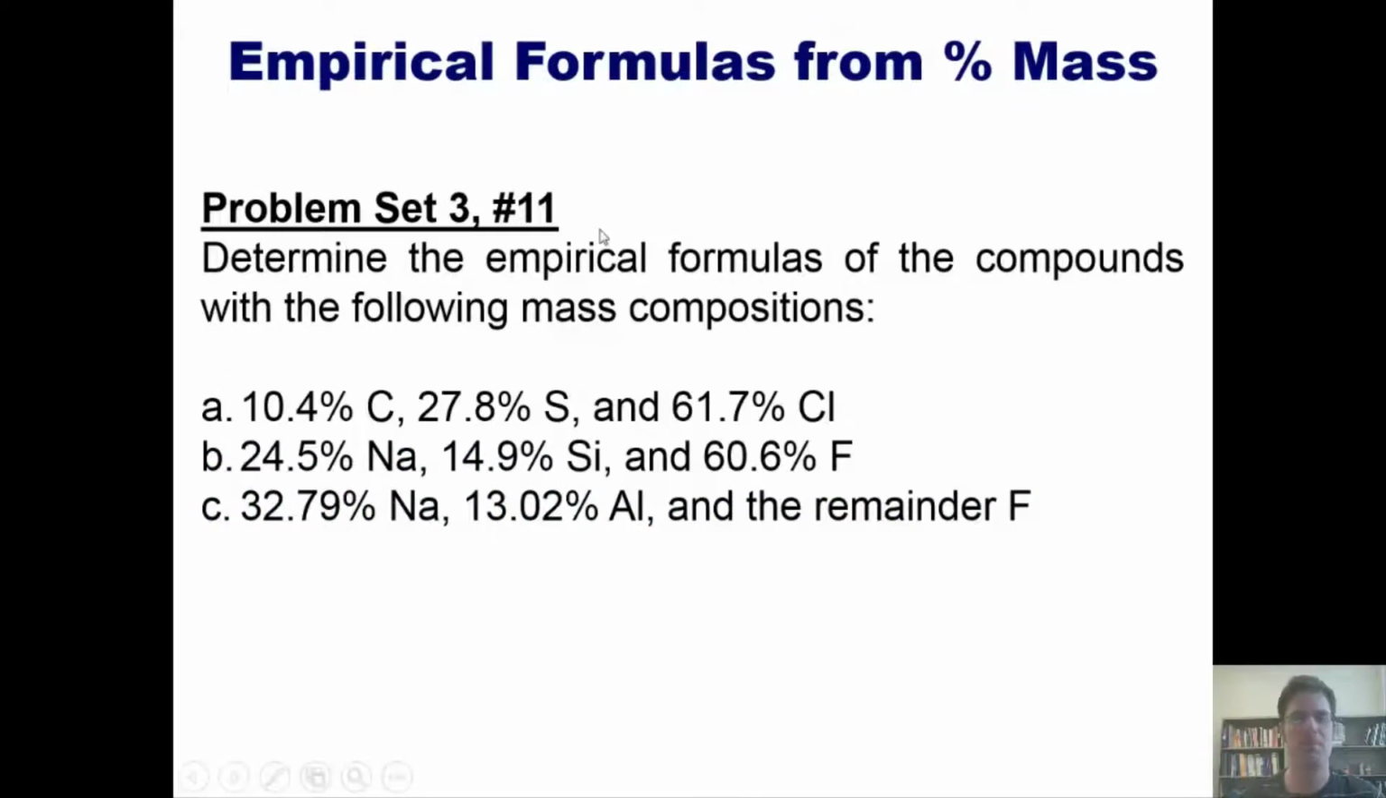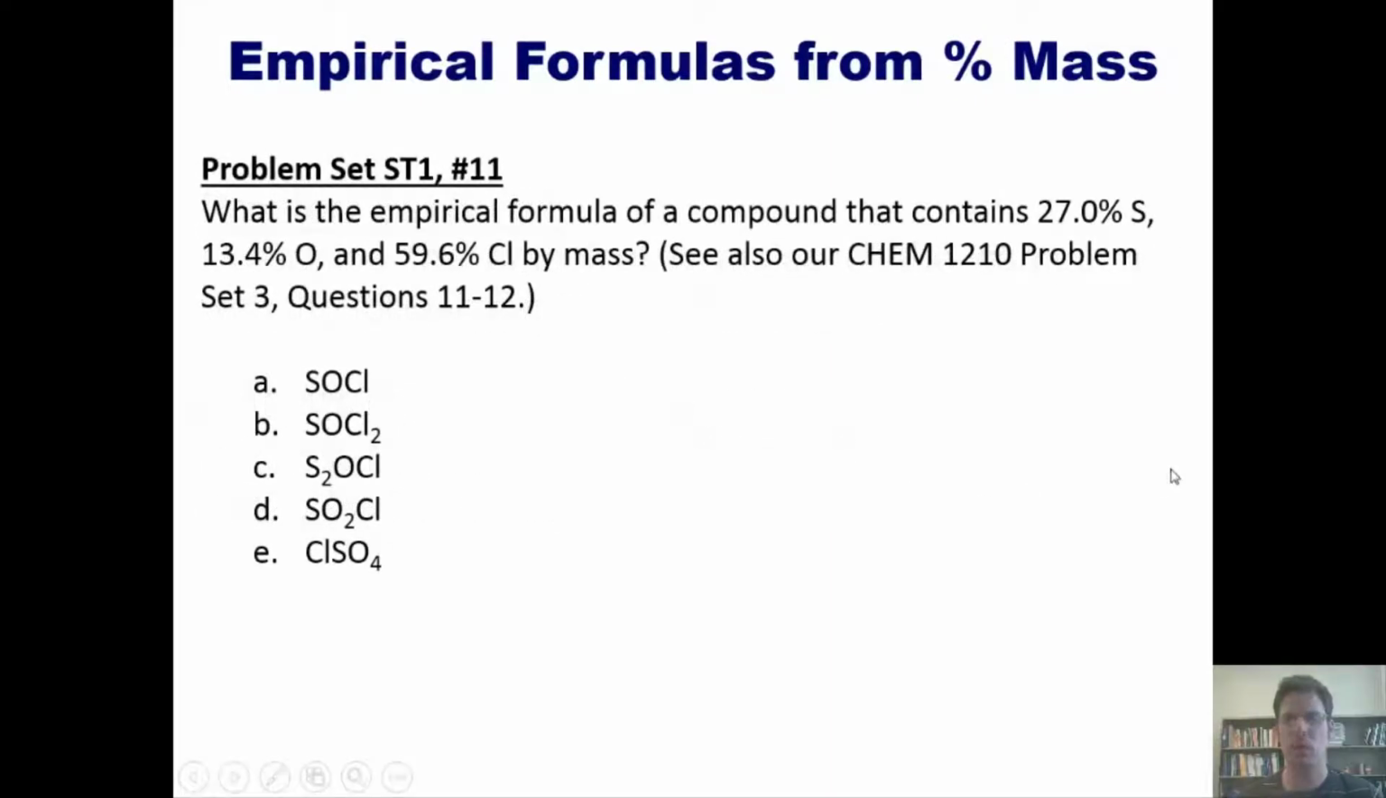Next, determine the empirical formulas of the compounds with the following mass compositions. Next, what is the empirical formula of a compound that contains 27% sulfur, 13.4% oxygen, and 59.6% chlorine by mass?